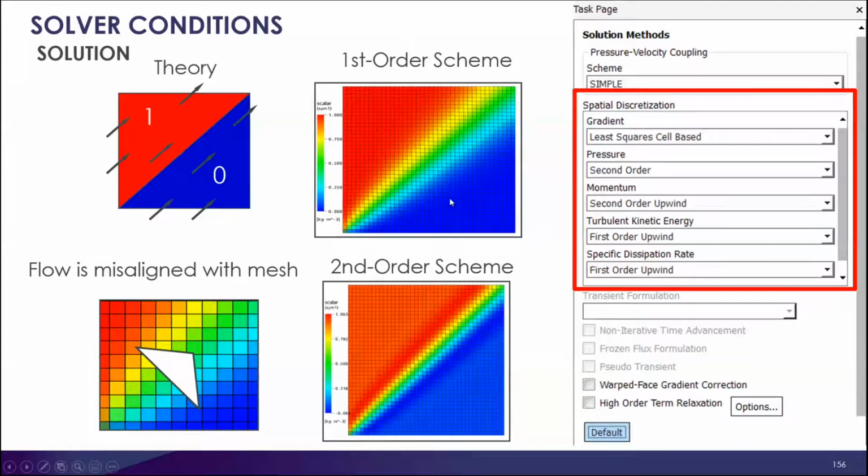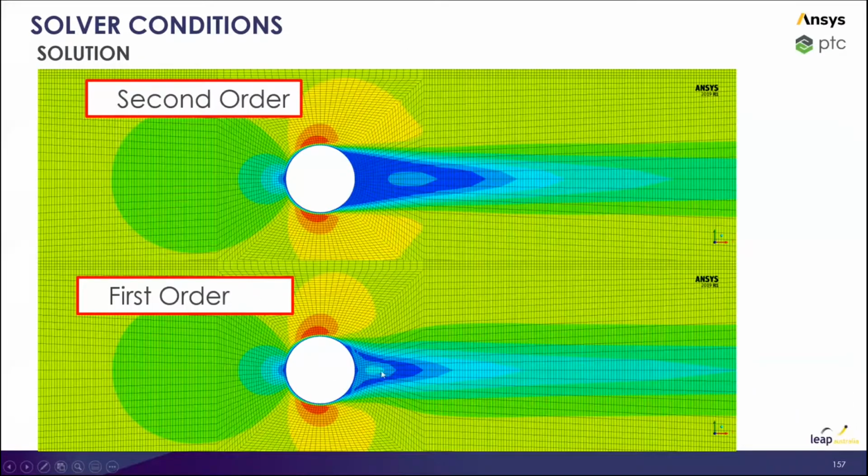So we're looking at same mesh, same boundary conditions, first order, second order. There's a difference there. Same here. Look at the second order versus the first order. So it's really important to understand second order will generally be more accurate.